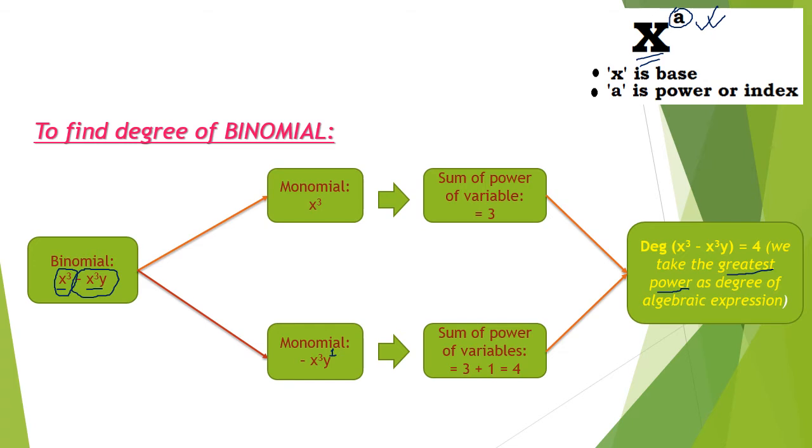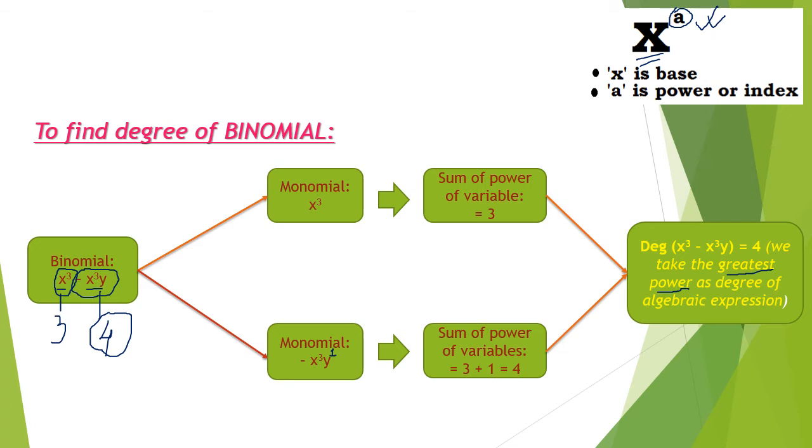So, for the degree of any algebraic expression, we have to take the highest power of any monomial inside it. There are two monomials, and this monomial has a degree 3, and this monomial has a degree 4, and for the entire binomial, the degree will be 4. So it only takes the highest power. The highest power of any term inside a binomial or trinomial will be the degree of that binomial or trinomial.